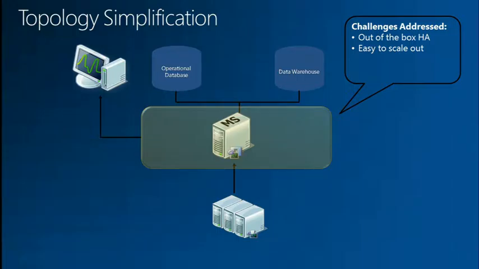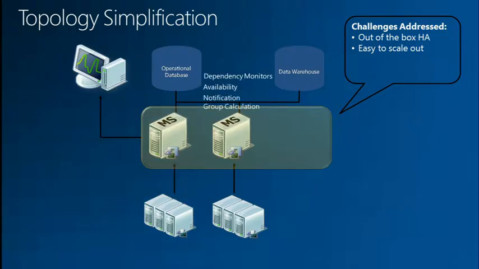So now in the new simplified topology, all you need to do is just add another server. That's all you need to do. High availability comes right out of the box. You don't need to set up server clustering. The two management servers understand that each other exists, and if one dies, the other will take over its workload. And that is also a very simple way of scaling out as well.